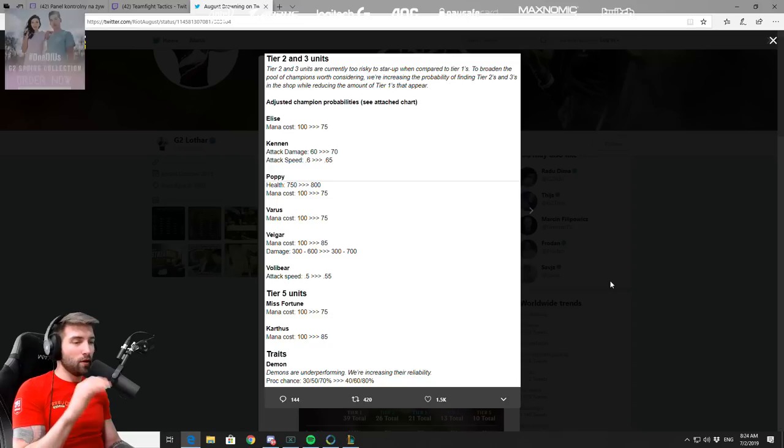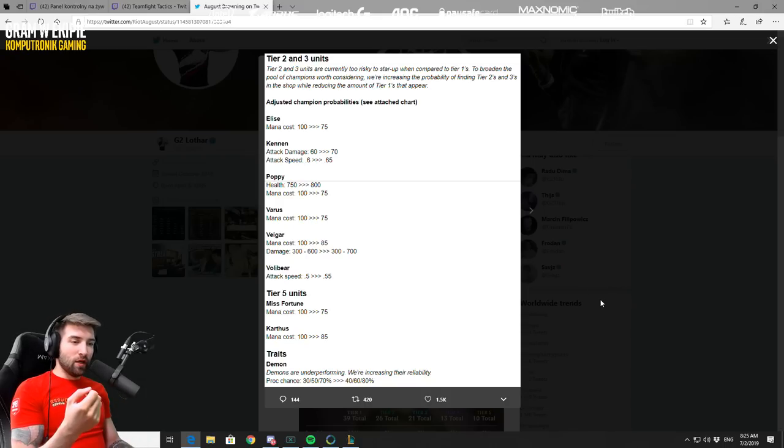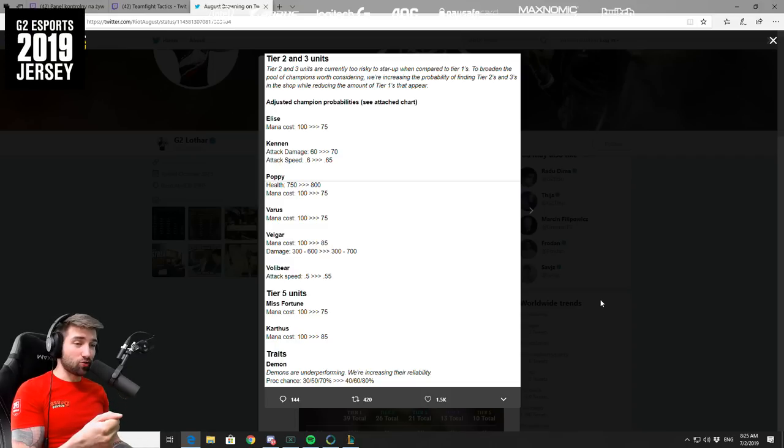For Karthus, we'll see. He's a sorcerer. You might actually push sorcerer trait to get more AP, so Karthus with faster mana might deal a lot more damage. And there's also a very big buff to traits, which is Demon. Demons, according to Riot's opinion, are underperforming. We're increasing their reliability. Interesting opinion.